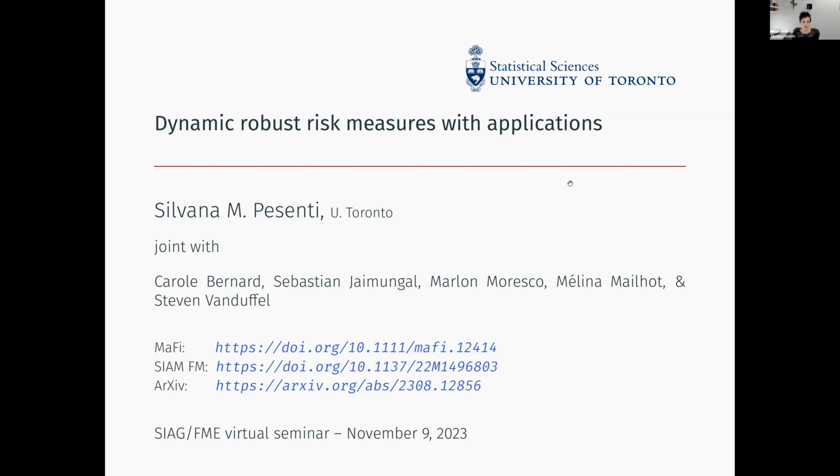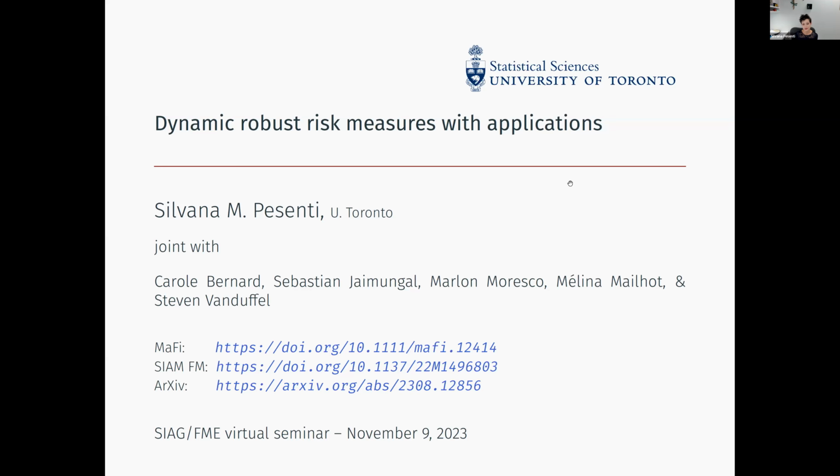So today I want to talk about risk measures, and particularly robust risk measures with application in finance. And this presentation is based on a collection of work that I've done with a few collaborators.